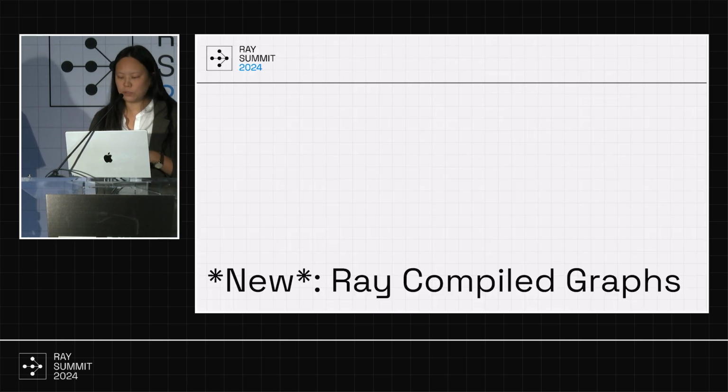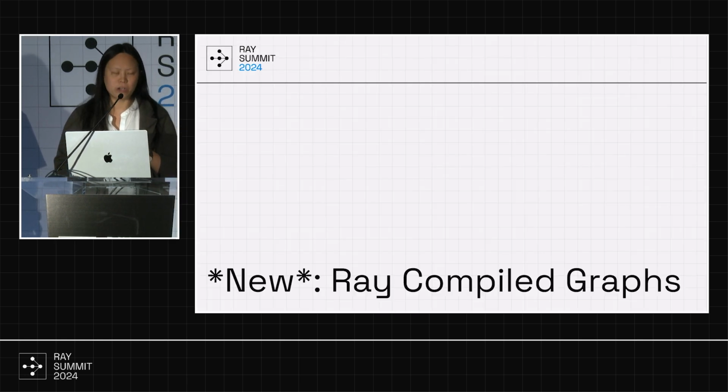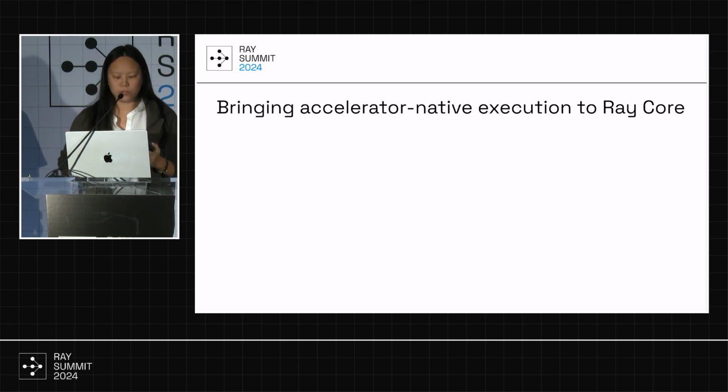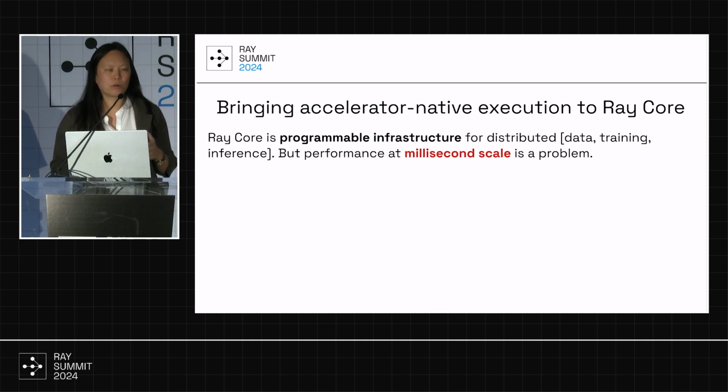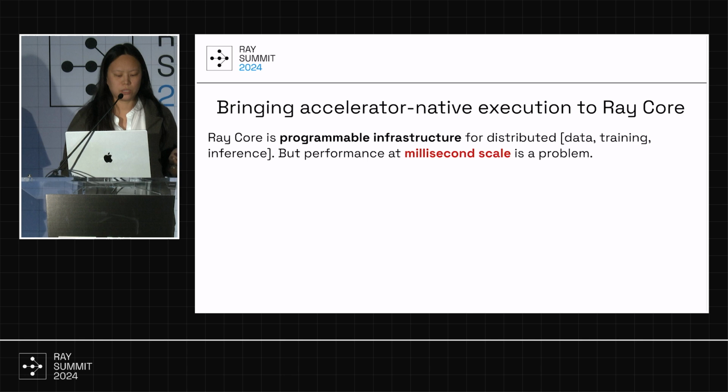Okay, so I'm going to switch gears now and talk a bit more about the Ray compiled graph system. I want to first talk about why we actually built this system, and to do that, we're going to contrast it with the classic Ray core backend that you may be more familiar with. One way I like to think about Ray core is as programmable infrastructure that you can use for any kind of distributed compute-intensive tasks, right? That includes things like data, training, and inference.